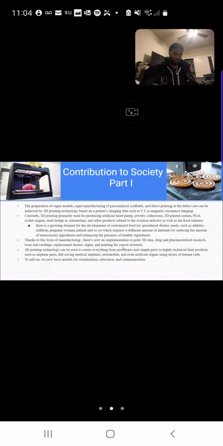So thanks to this form of manufacturing, there's now implementation to print 3D skin, drug and pharmaceutical research, bone and cartilage replacement tissues, organs, and printing for cancer research. 3D printing technology can be used to create everything from prototypes and simple parts to highly technical final products, such as airplane parts, life-saving medical implants, automobiles, and even artificial organs using layers of human cells. To add on, we now have models for visualization, education, and communication.